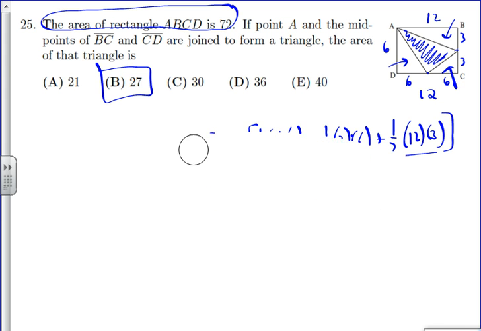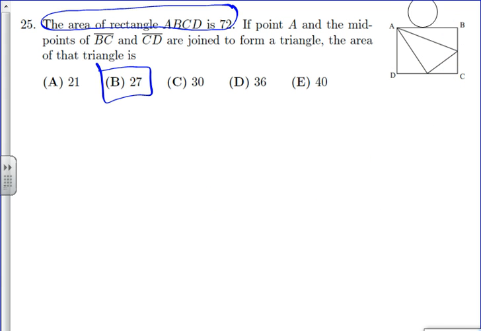Now, you could have done this another way, in that you could have called this x, and this y, and this y, and then this would be x over 2, and this would be x over 2, and this would be 2y. And so we would know that 2xy is equal to 72. That's what the condition of the area is.